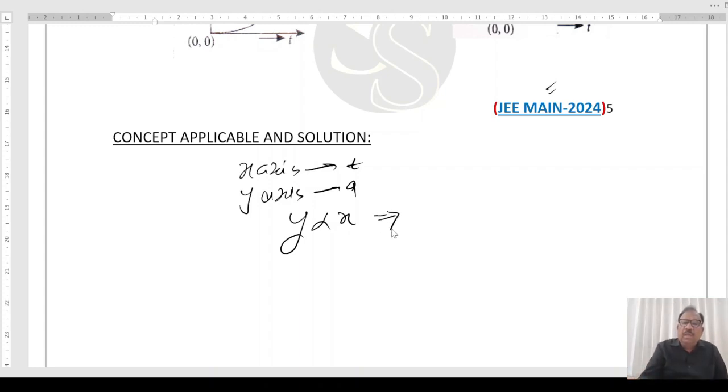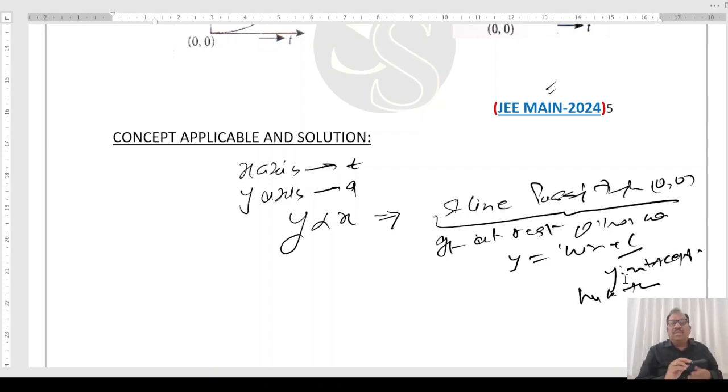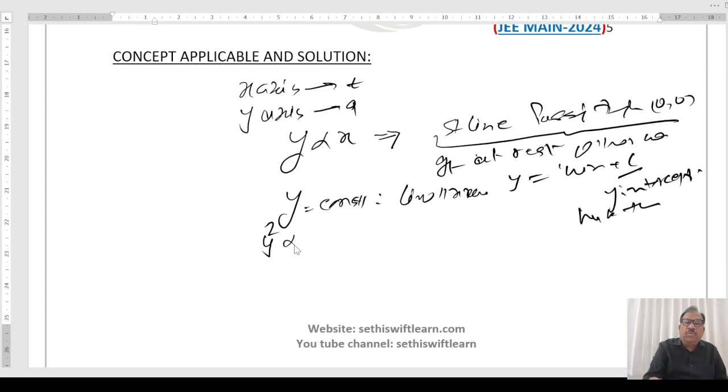If this is the case, it is a straight line passing through 0, 0, since the block is initially at rest. Otherwise, y equal to mx plus c, a y-intercept may be there. Second, y equal to constant is a line parallel to the x-axis. Y square proportional to x.